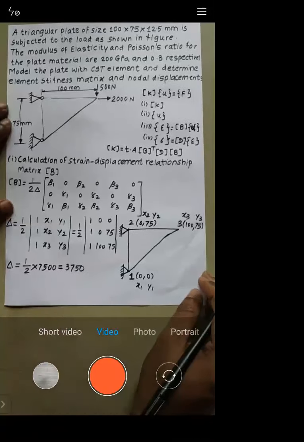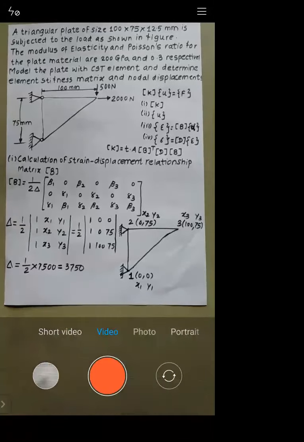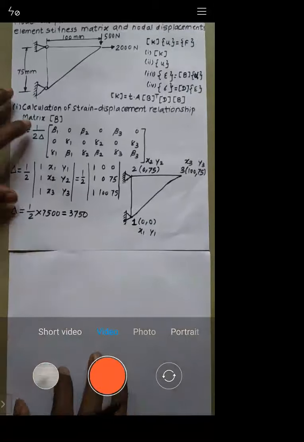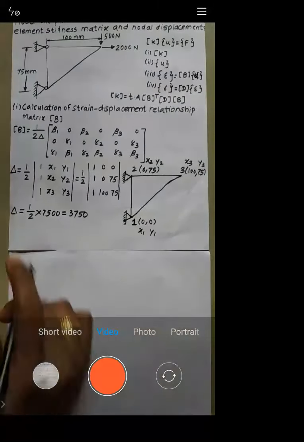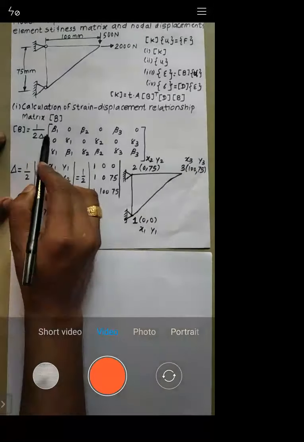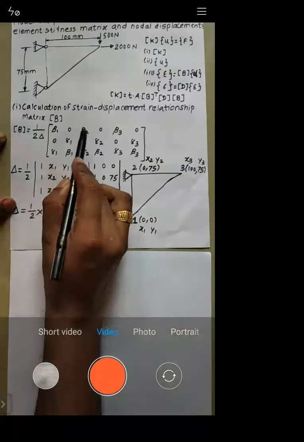Is it okay with this one? Right? Yes, sir. So now we have calculated delta. Delta is over. Now starts beta 1, beta 2, beta 3, gamma 1, gamma 2, gamma 3. That we should know.